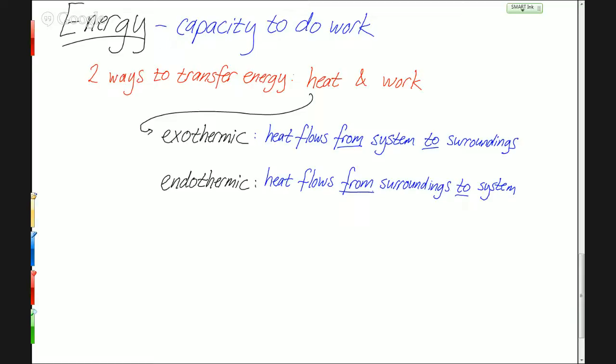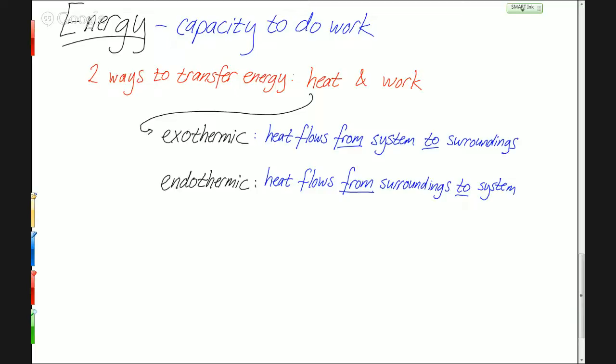The tricky part about this is this idea of system and surroundings is arbitrary. We get to decide what's the system and what's the surroundings. There's no official rule for that. So if we take our example, a cold piece of metal in my hand, is that an endothermic or an exothermic process? The answer is it's both.